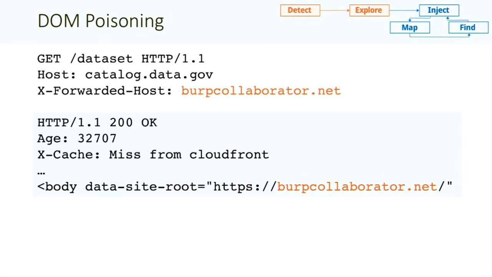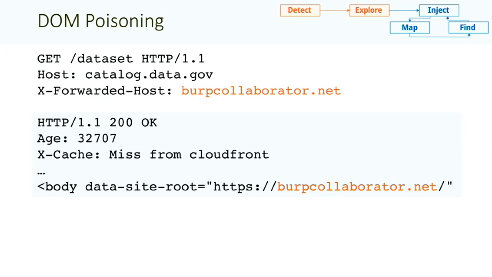On this website, catalog.data.gov, the X-Forwarded-Host header is reflected inside this data-site-root attribute. And they're encoding this input, so we can't just break out and inject HTML. To exploit this, we need to figure out what this attribute is actually for.